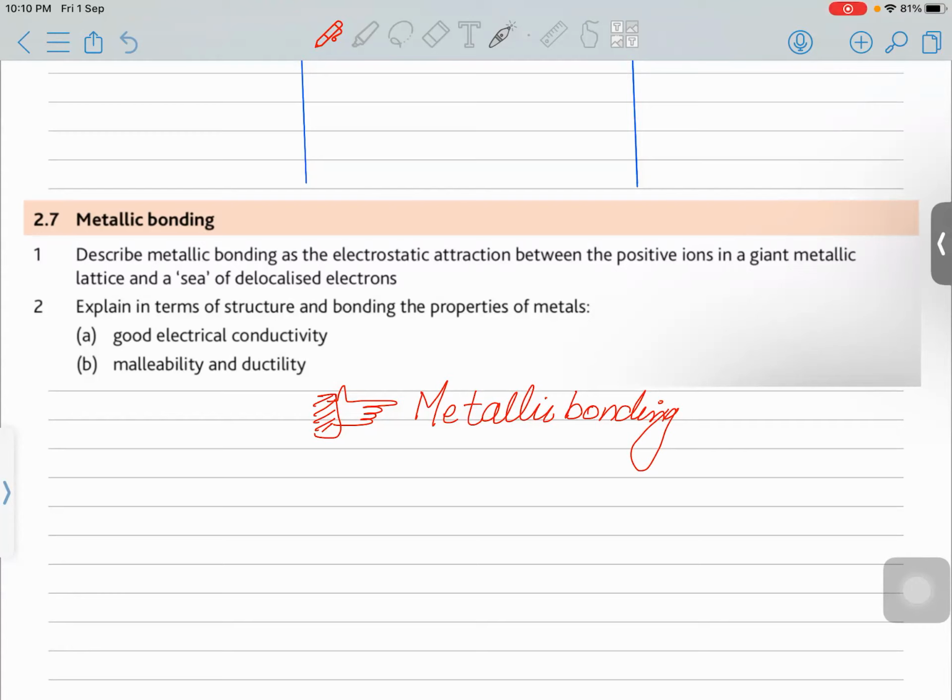Bonding between the metals, right? Can you give me some examples of metal? Sir, iron. Iron, and magnesium. Magnesium, okay. And sir, silver. Silver is also a metal, okay.